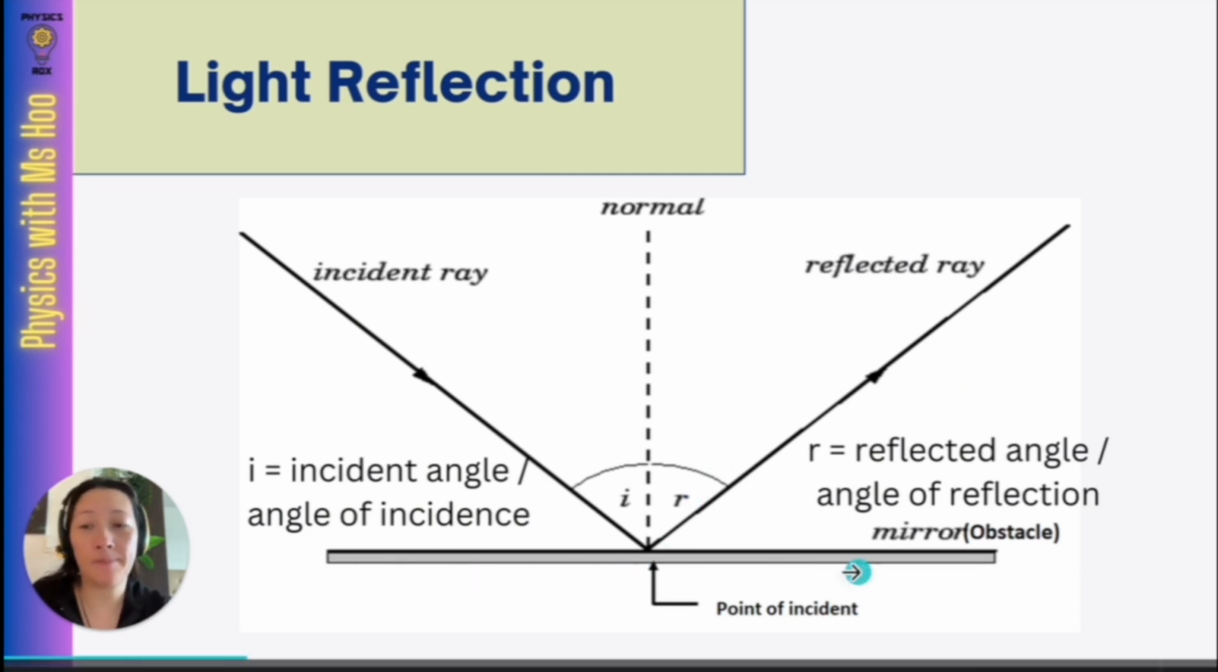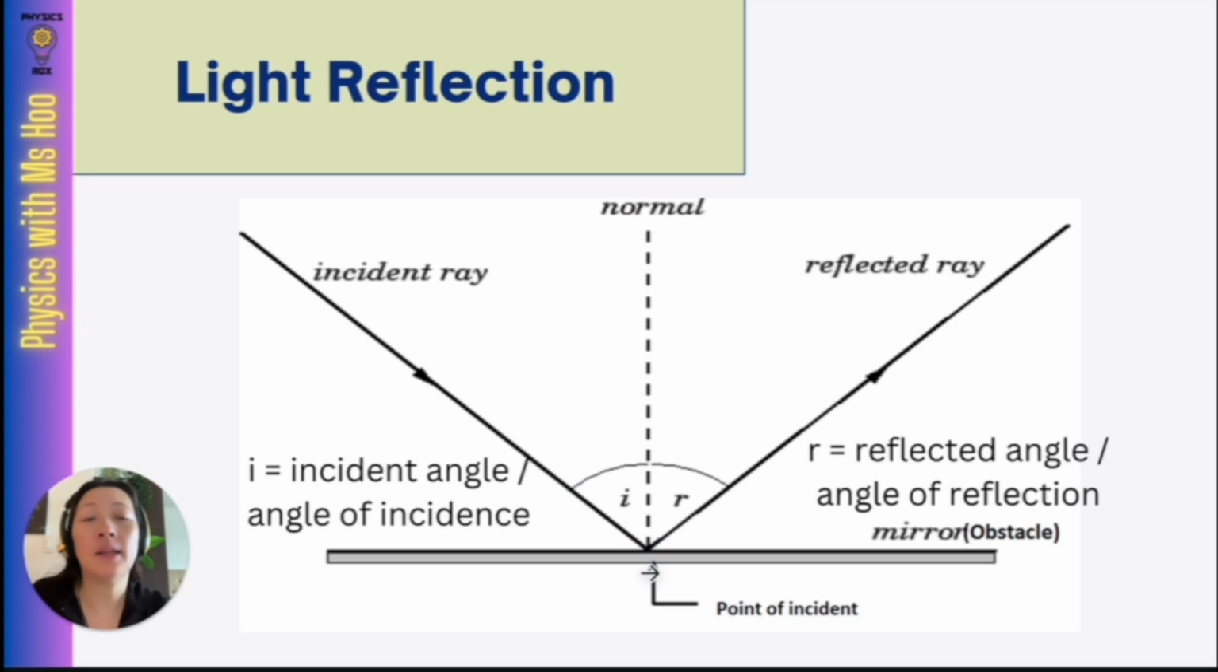This is a plane mirror. This is the incident ray that is reflected off the mirror, and this is the reflected ray. The incident angle, also known as the angle of incidence, is measured between the incident ray and the normal line, while the reflected angle, also known as the angle of reflection, is measured between the reflected ray and the normal line. The normal line, also very commonly just called the normal, is an imaginary line that is perpendicular to the mirror, measured at the point where the light ray touches the mirror.